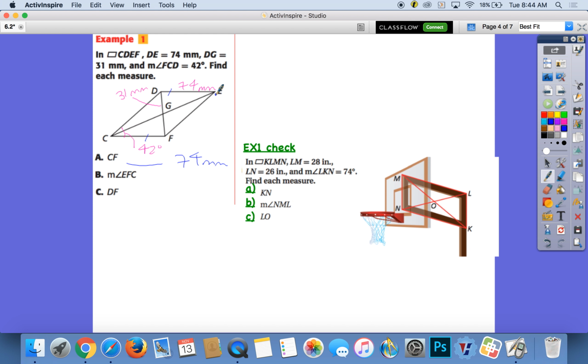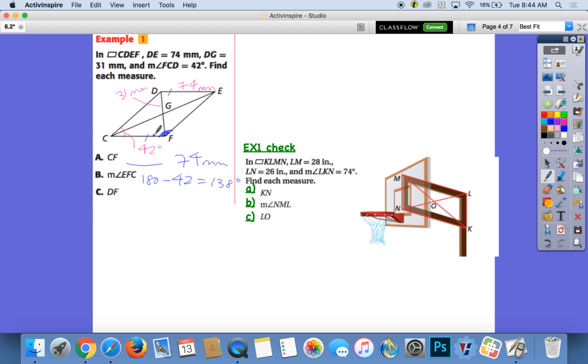So where's EFC? EFC is this guy right here. Consecutive angles are what? Supplementary. That means that this is going to be 180 minus 42 degrees, which is going to give me 138 degrees. Okay? Opposite, congruent, consecutive, supplementary.